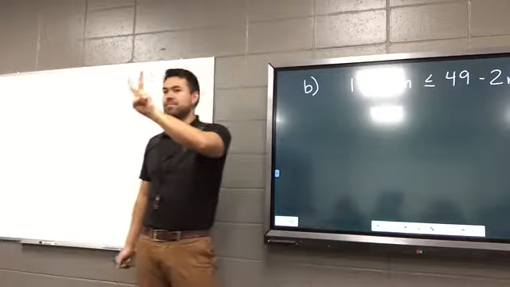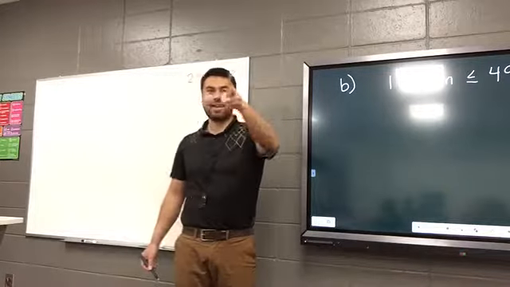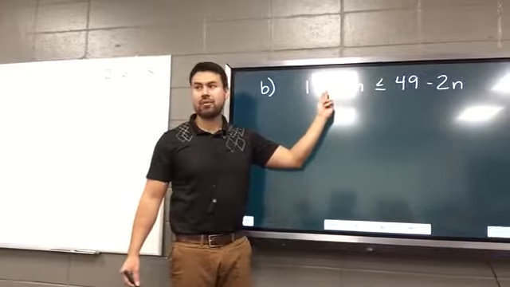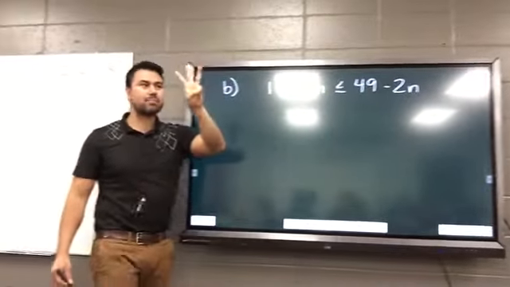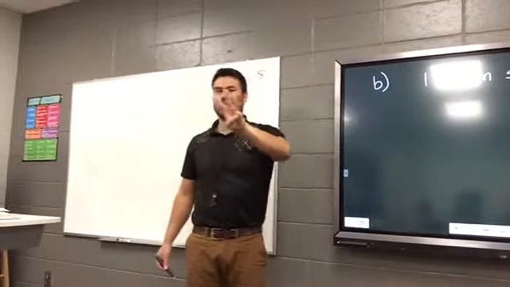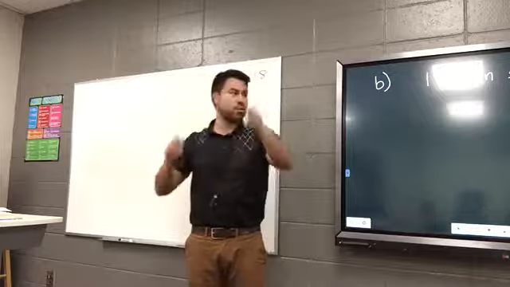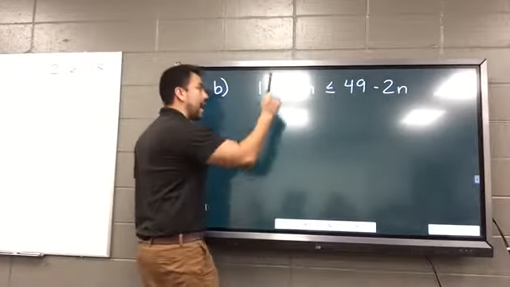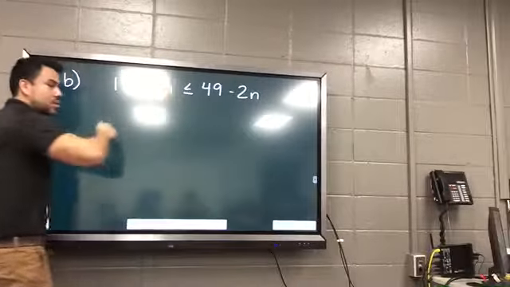Second step. Add like terms. Can I add these two together in any way? Nope. Can I add these two together in any way? Nope. Step 2 is done. Step 3. Send the variable to one side, or isolate the variable. So your choices are add 6n to both sides or add 2n to both sides.